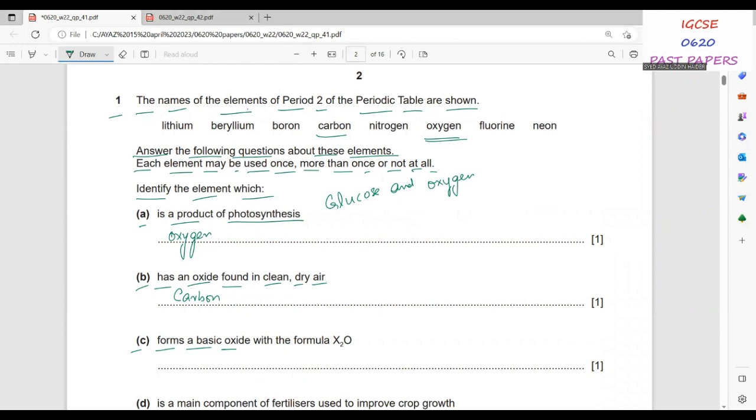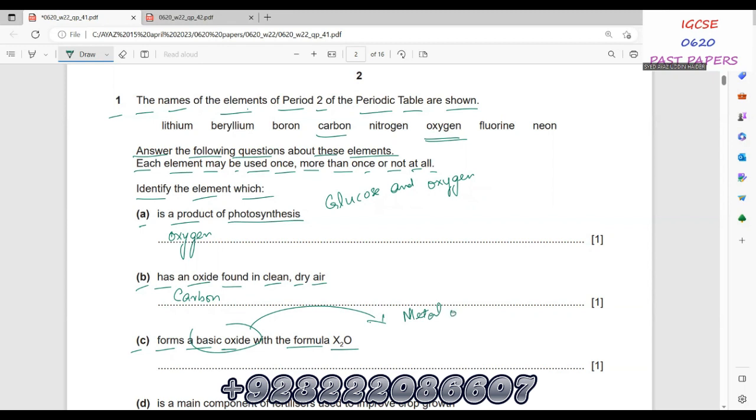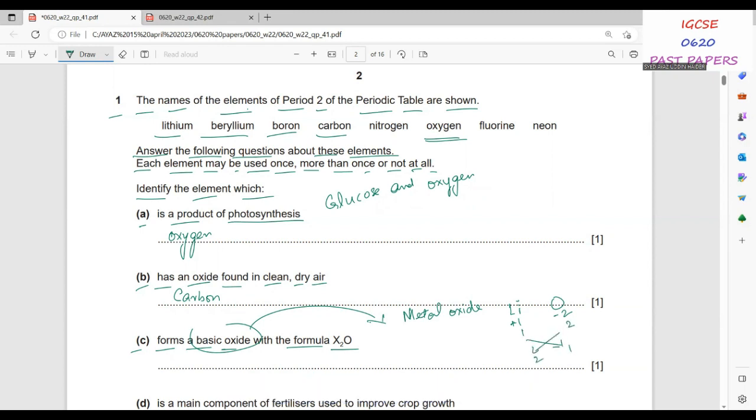C forms a basic oxide with the formula X2O. First of all, we'll pick the metals from the list because metals form basic oxides. We have lithium, beryllium, and boron. Lithium belongs to group 1. So the formula between lithium and oxygen will be, recall the valency of lithium, which is +1. The valency of oxygen is -2 because oxygen is in group 6. Ignore their charges. The final formula will become Li2O. So the answer will be lithium.